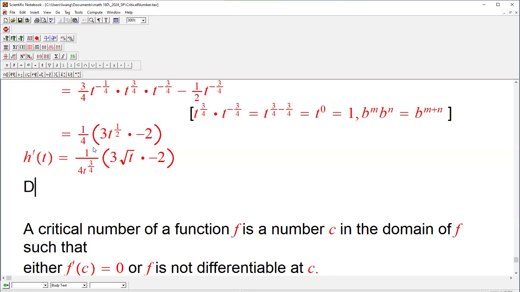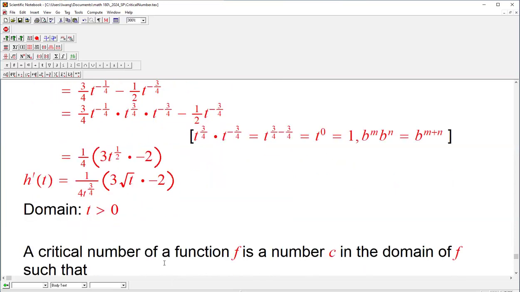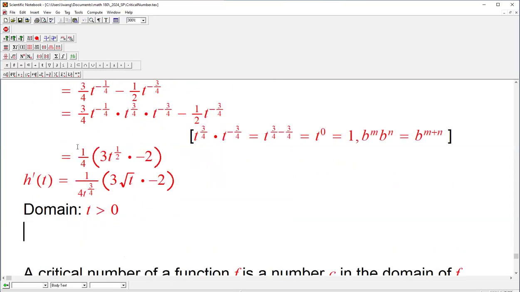Now let's look at the domain of the derivative. Well, t is in the denominator, so the domain is what? t has to be larger than 0. The domain of the function is t greater than or equal to 0, and the derivative is defined for t greater than 0. So there is a number, t equals 0, that is a critical number.